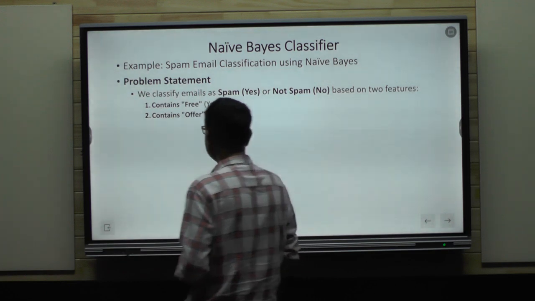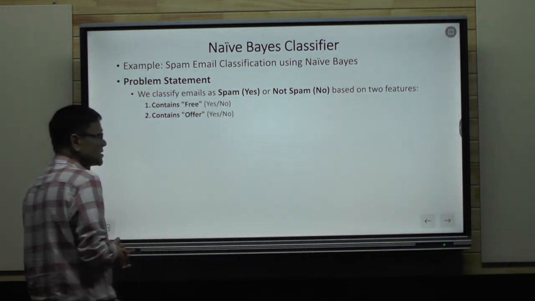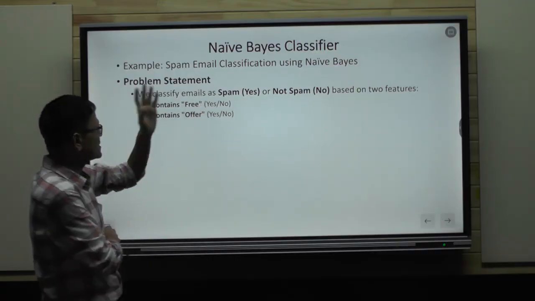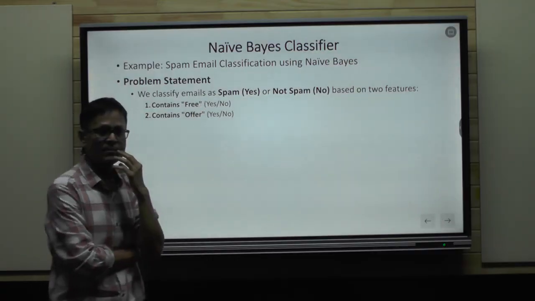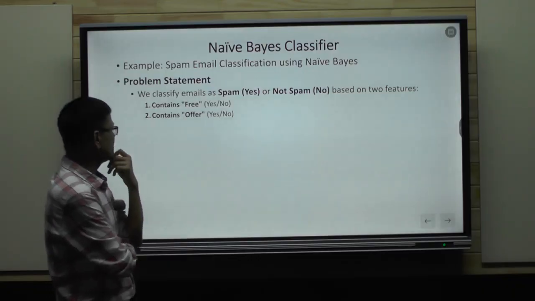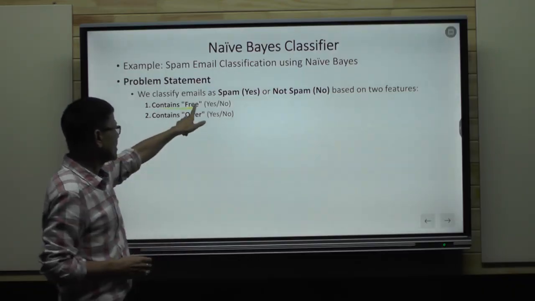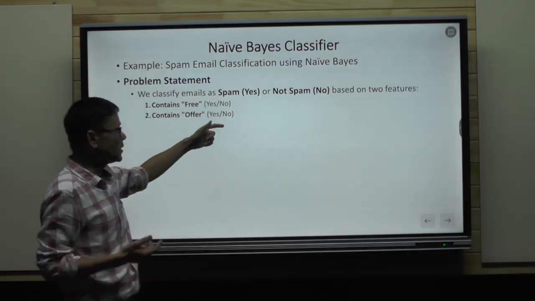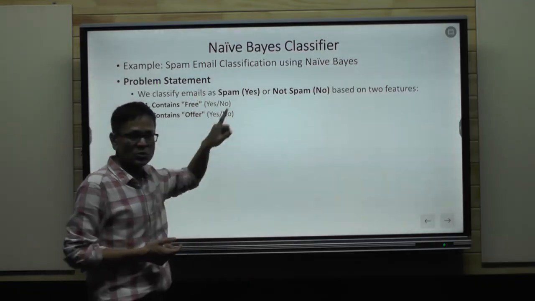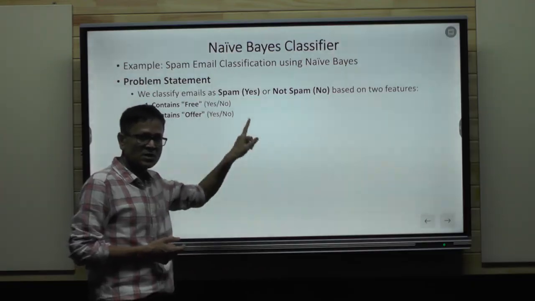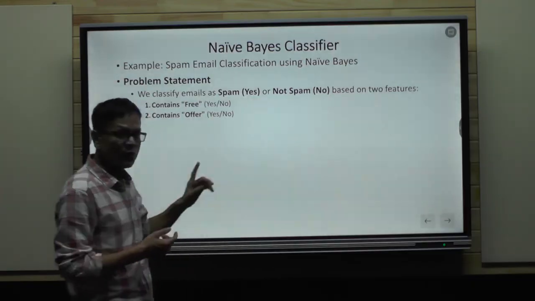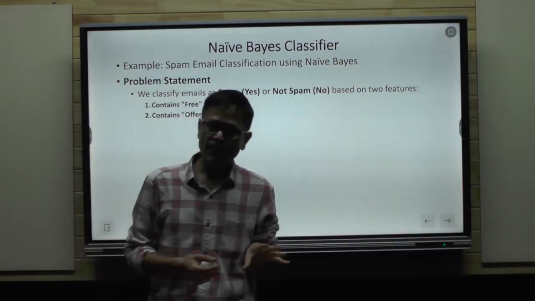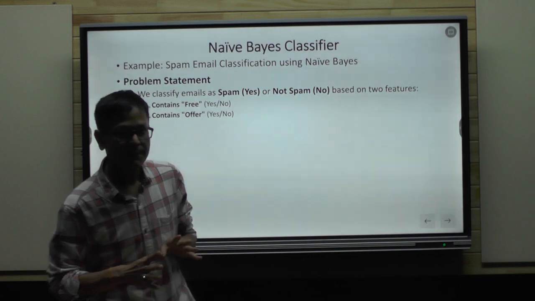So example, spam email classification using naive Bayes. Problem statement: we classify emails as spam, yes, or not spam, no, based on two features: contains the word free, and contains the word offer, yes and no. So you do the counting in yes and no, and then you apply those counted values to the formula and you calculate the probability.